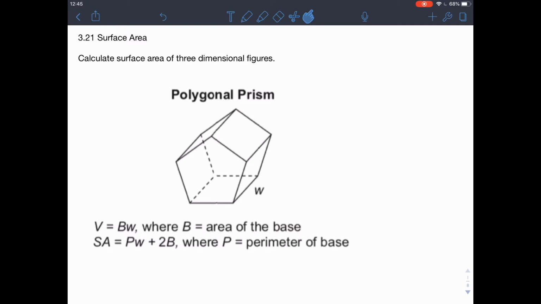This will help us to master standard 7.G.B.6: solve real-world and mathematical problems involving area, volume, and surface area of two- and three-dimensional objects composed of triangles, quadrilaterals, polygons, cubes, and right prisms. In this lesson, we're going to be using our formula for surface area of polygonal prisms, which is P, the perimeter of the base, times W, the distance between the two bases of the prism, plus 2 times B, the area of that base.